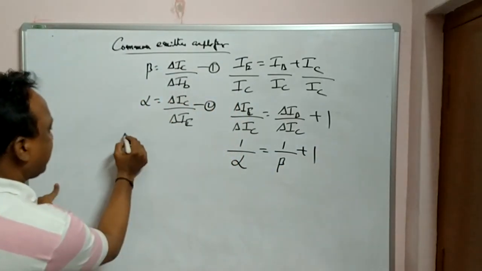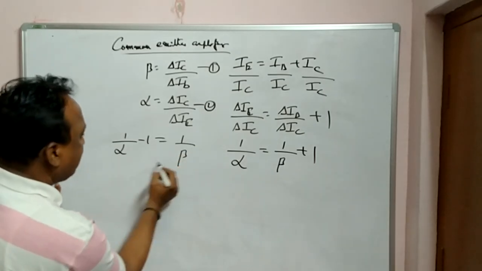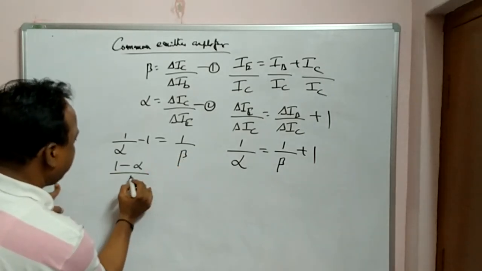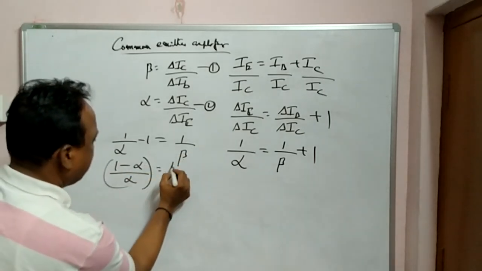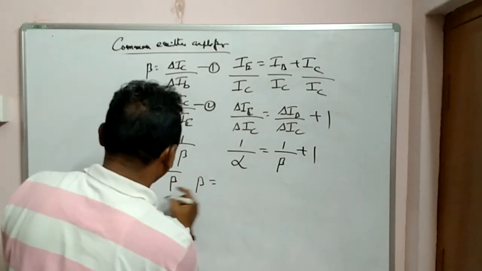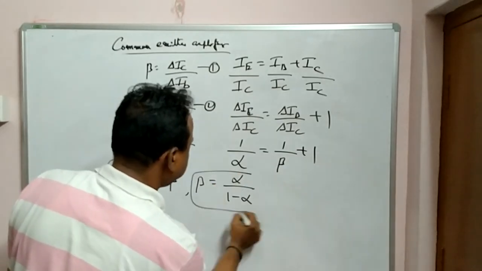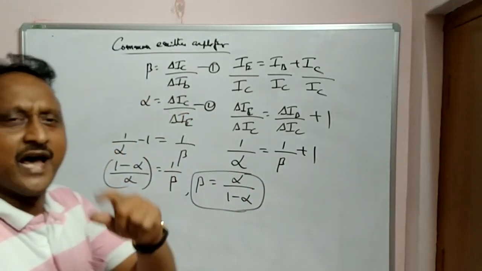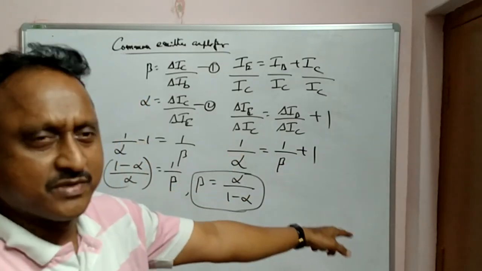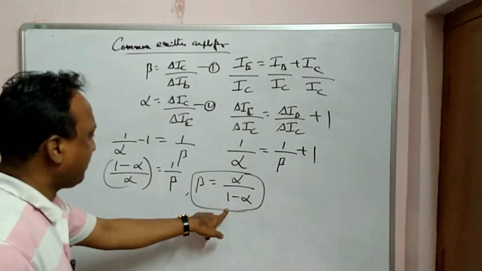So from this, if you take the left side, 1 by alpha minus 1 is equal to 1 by beta, or 1 minus alpha by taking LCM is equal to 1 by beta, or beta gain is equal to alpha by 1 minus alpha. So if you want alpha in terms of beta or beta in terms of alpha, you can take this value, alpha by 1 minus alpha.